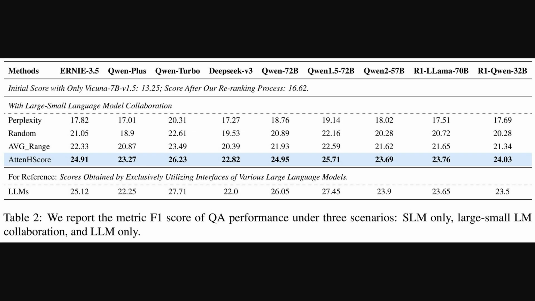Moving on, this next table looks at the overall question answering performance measured by the F1 score, which is a way to gauge accuracy by looking at both how precise and how complete the answers are. First, it shows their uncertainty-aware re-ranking process significantly boosts the small language model score on its own, from 13.25 to 16.62. Then, when collaborating with large language models, the AttenHScore method consistently achieves the highest F1 scores, often getting very close to using the much larger and more expensive large language models alone.